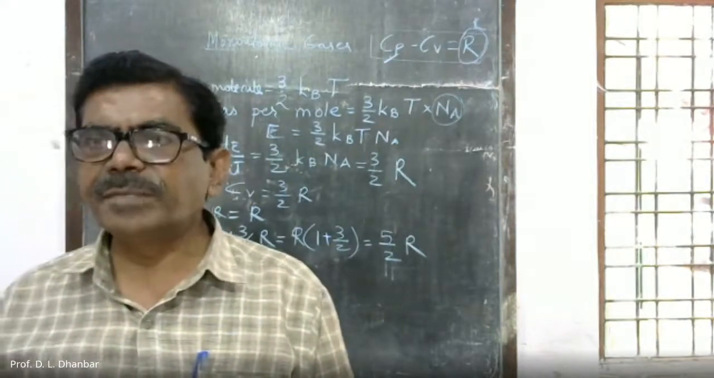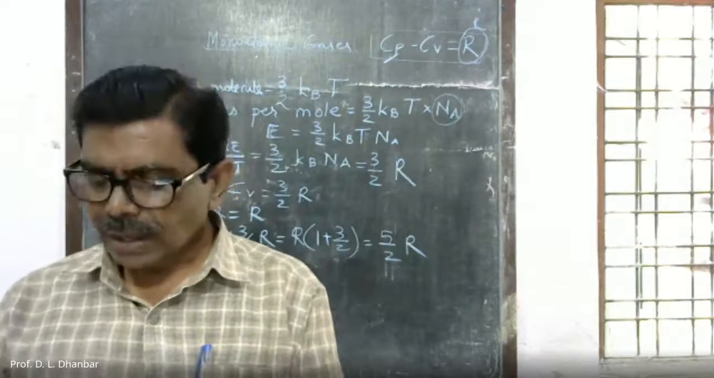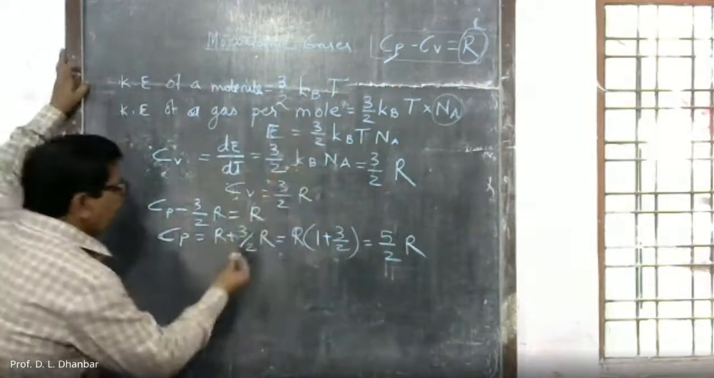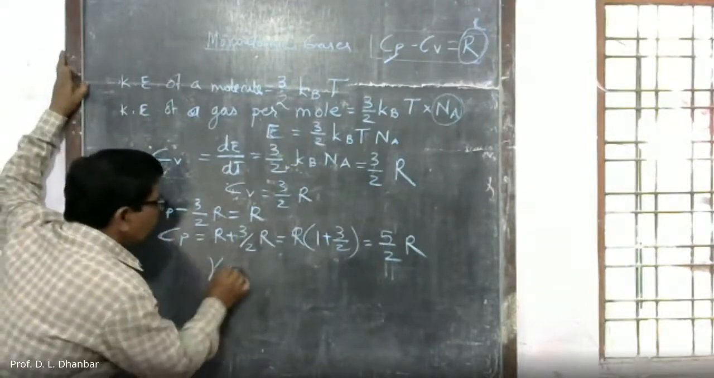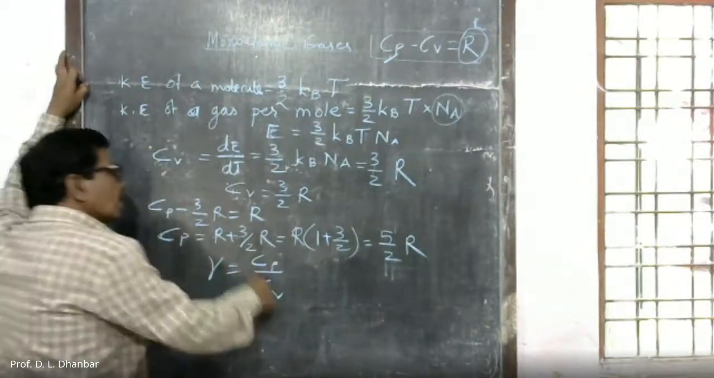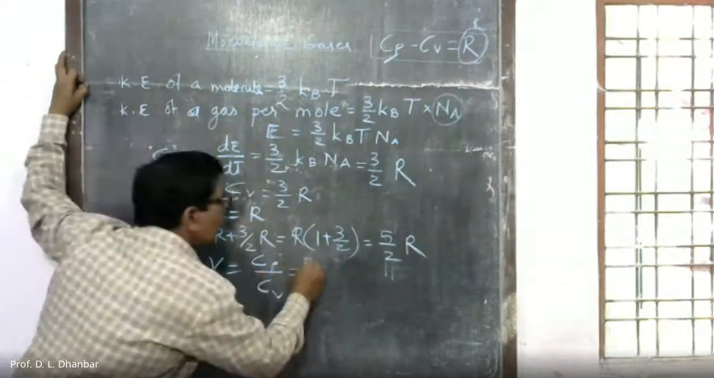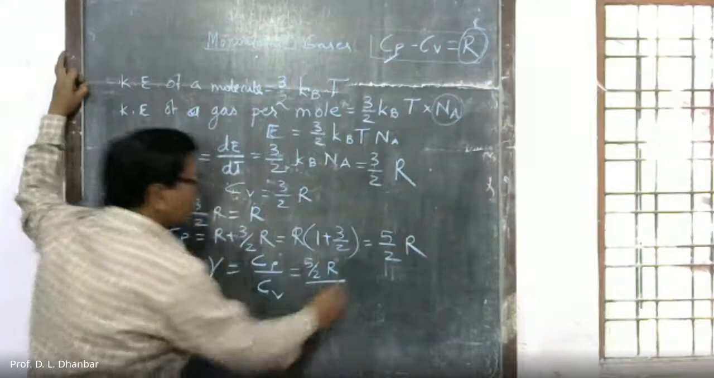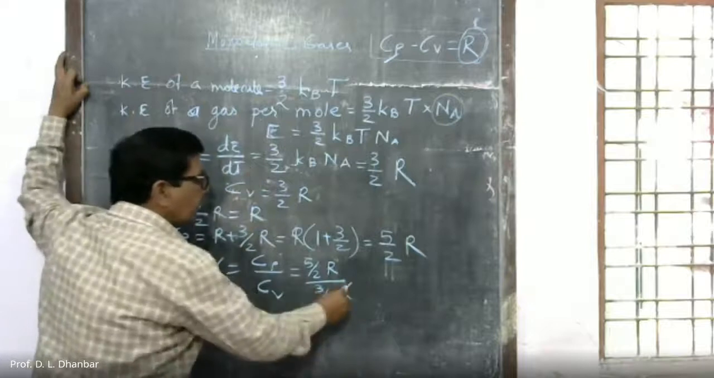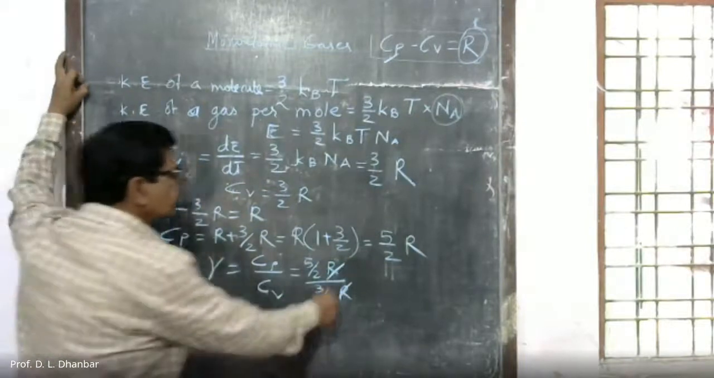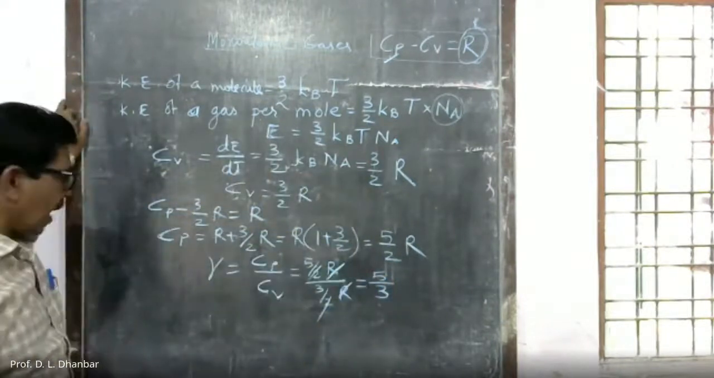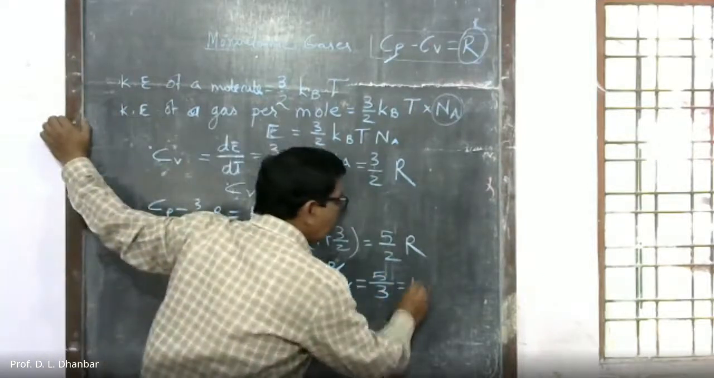How will you find out the ratio of two specific heats? It can be found out by using the relation Cp by Cv, and this is given by gamma. So gamma is equal to Cp by Cv. Cp is 5 by 2 times R divided by Cv, which is 3 by 2 into R. So R will get cancelled, this 2 will get cancelled, and we get 5 by 3. So 5 by 3, this is the gamma, which comes out to be 1.4.